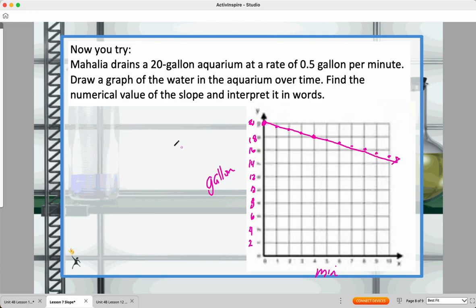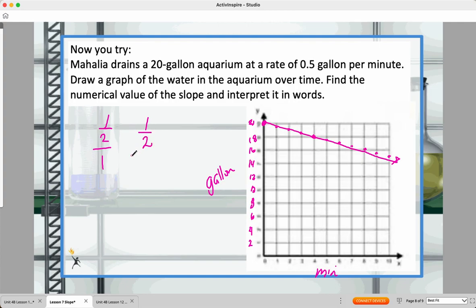Okay? So again, now I've got my numerical value. So I'm going to look at here now. I'm going to say, okay, I got 20 gallons, half a gallon a minute. So it's going down a half over 1. So what's my slope? I'm going down 1/2 to the right 1. So I'm going to have 1/2 over 1. So my slope would simply be 1/2.